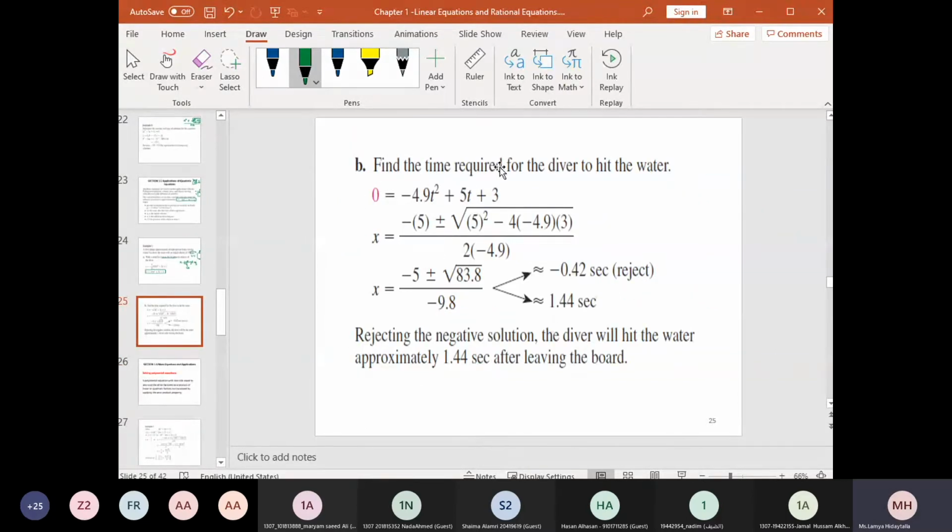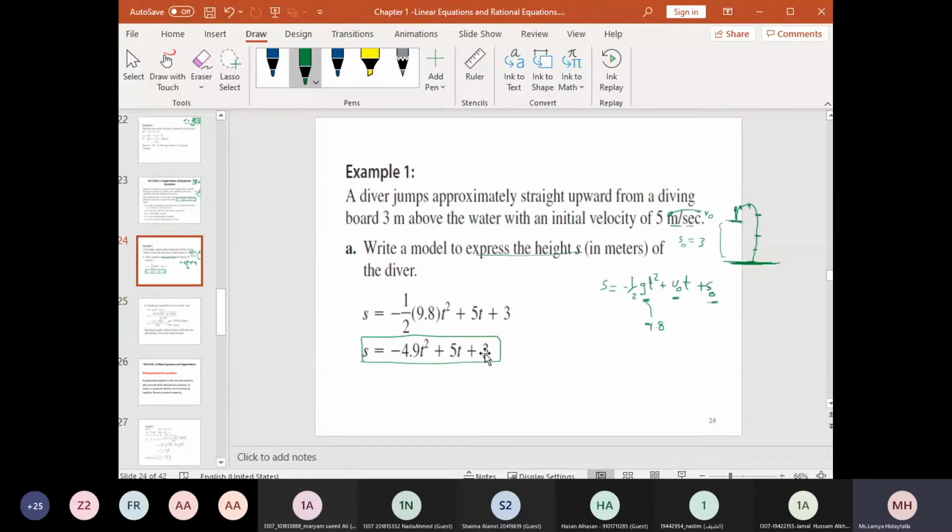Now find the time required for the diver to hit the water. He asked me when the jumper will reach the water. If I substitute here, for instance after 1 second, I can know the height. When t is equal to 1, then s will be equal to minus 4.9 plus 5 plus 3. So I can calculate and find the height exactly from the ground. So how far he is from the ground, I can find it like that.